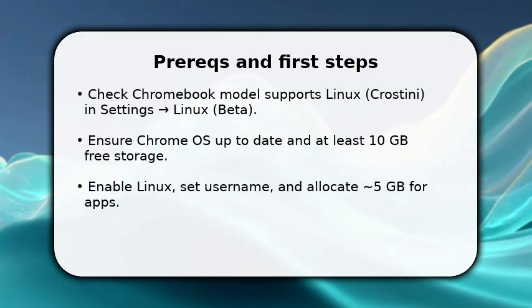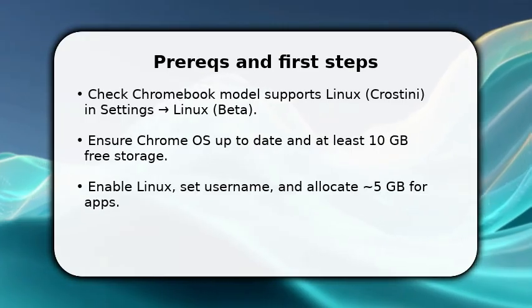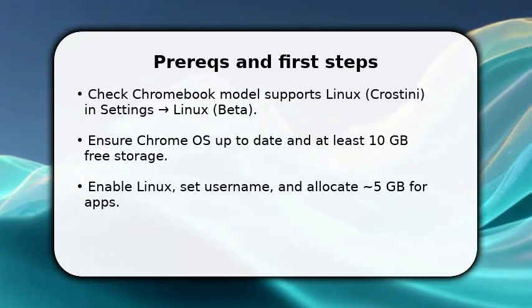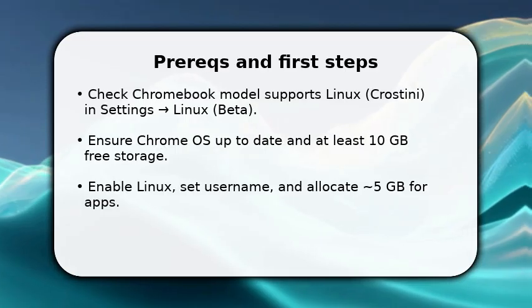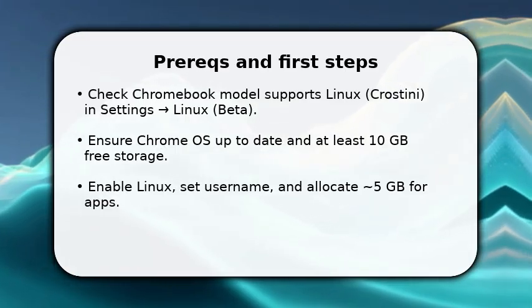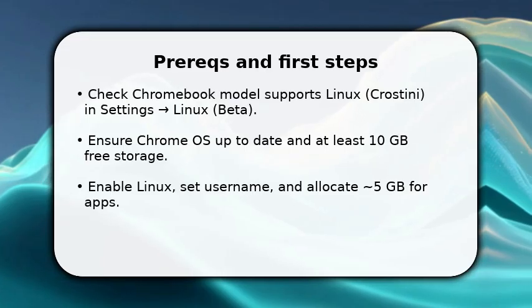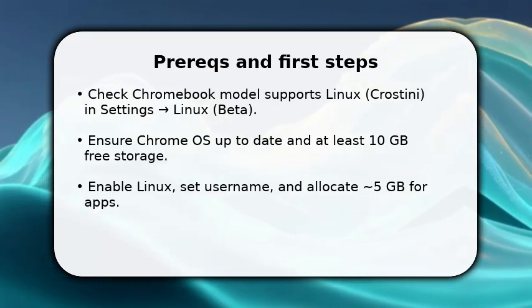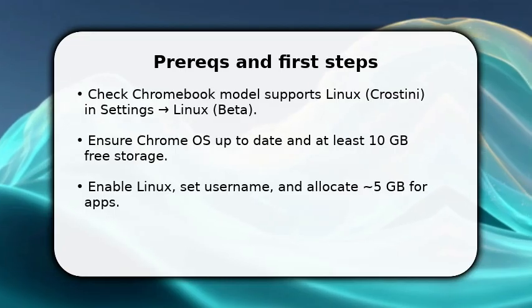You'll start by enabling Linux Beta because Krita runs in the Linux container. Open Settings and turn on Linux. Follow the prompts to create a username and allocate about 5 GB. Once done, make sure Chrome OS is updated so the container gets proper libraries.